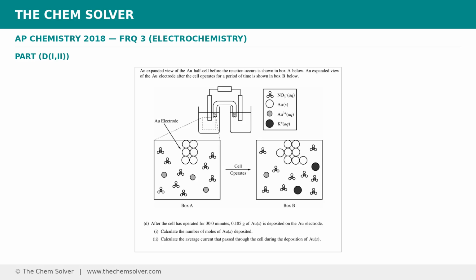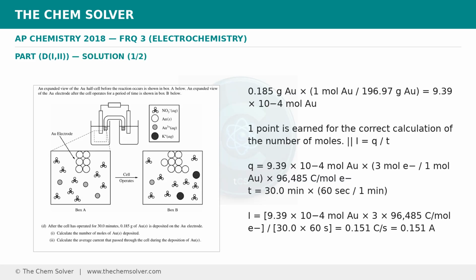After the cell has operated for 30.0 minutes, 0.185 grams of Au is deposited on the Au electrode. Calculate the number of moles of Au deposited. Calculate the average current that passed through the cell during the deposition of Au. 0.185 grams Au times 1 mole Au / 196.97 grams Au is equal to 9.39 times 10 to the power minus 4 moles Au. 1 point is earned for the correct calculation of the number of moles.